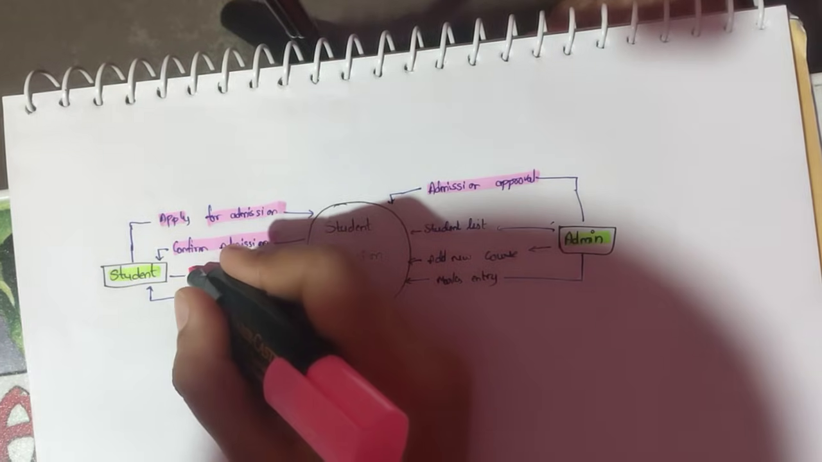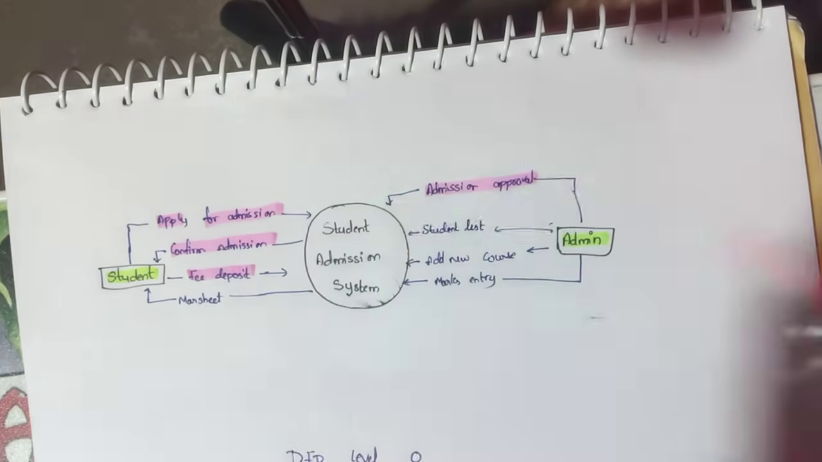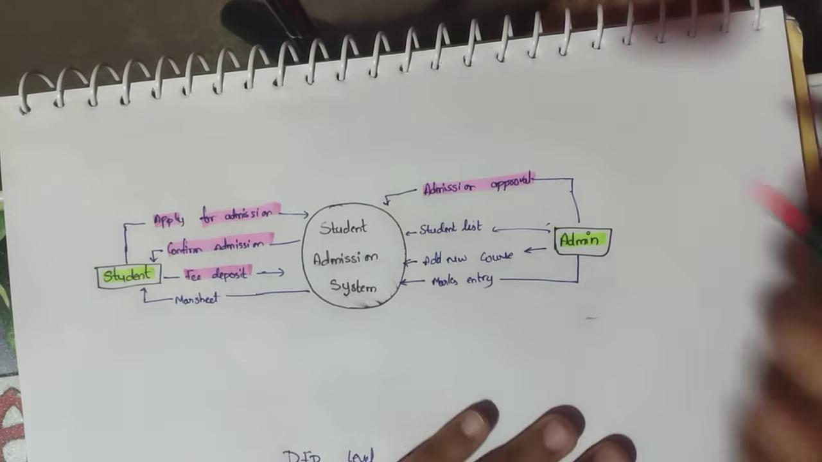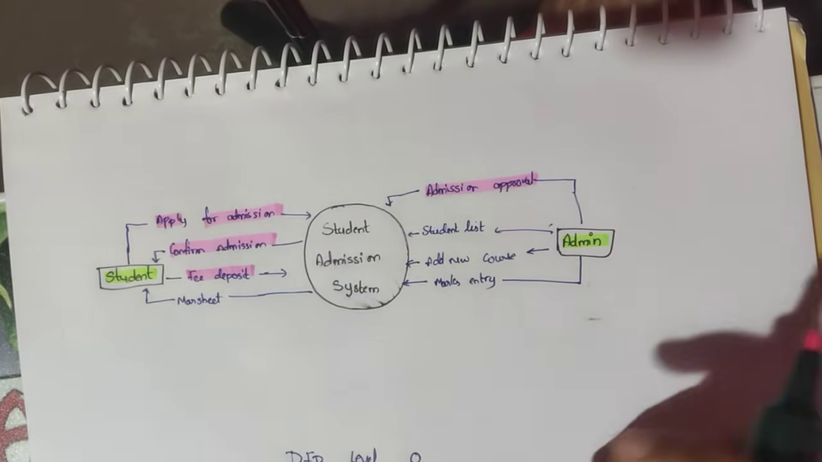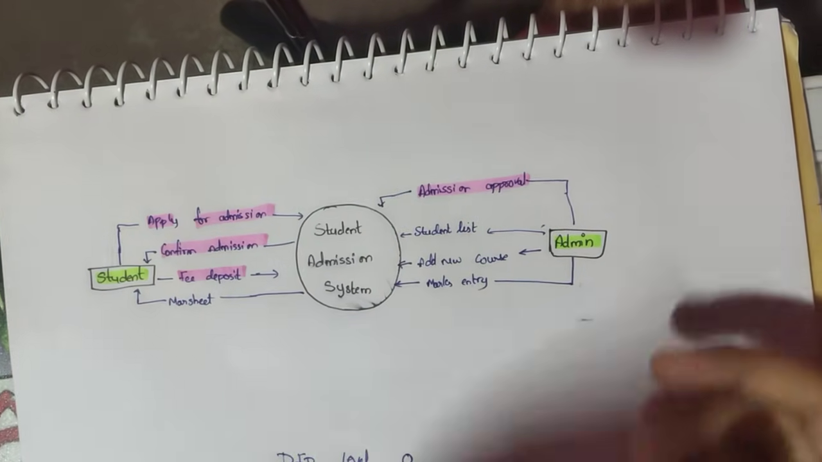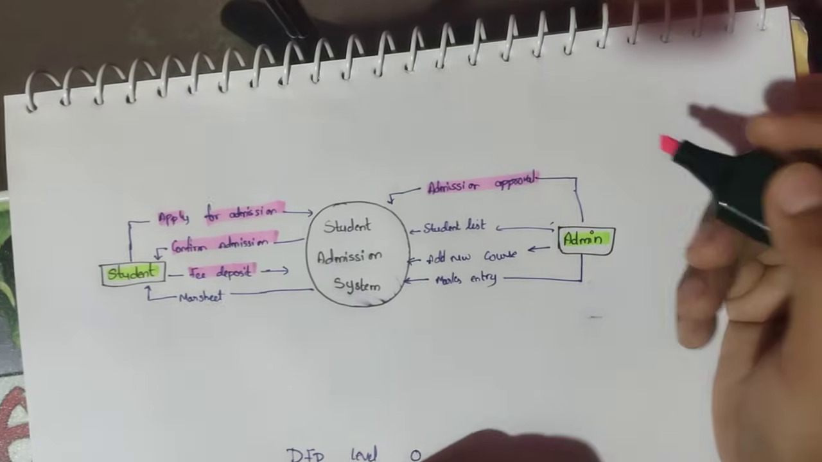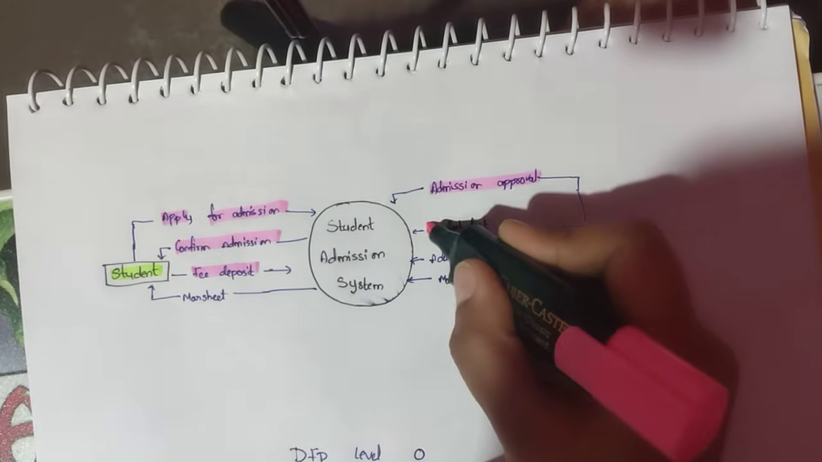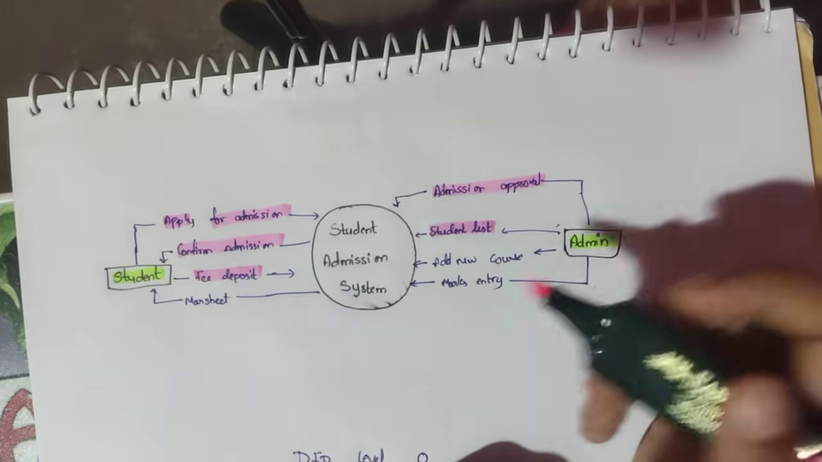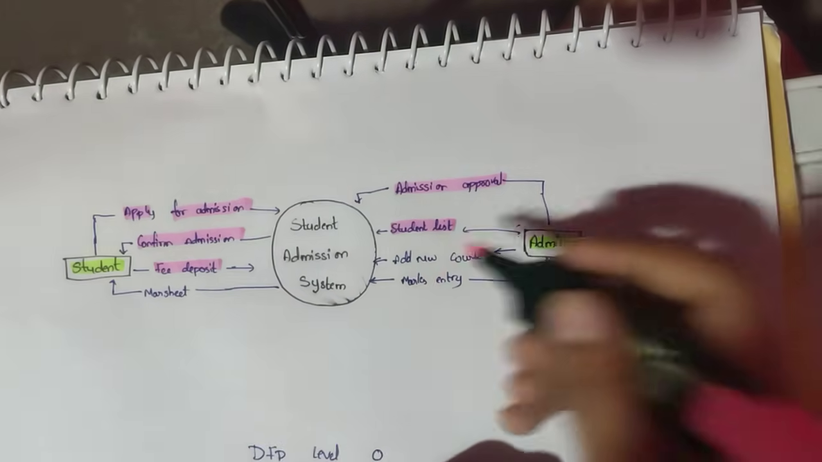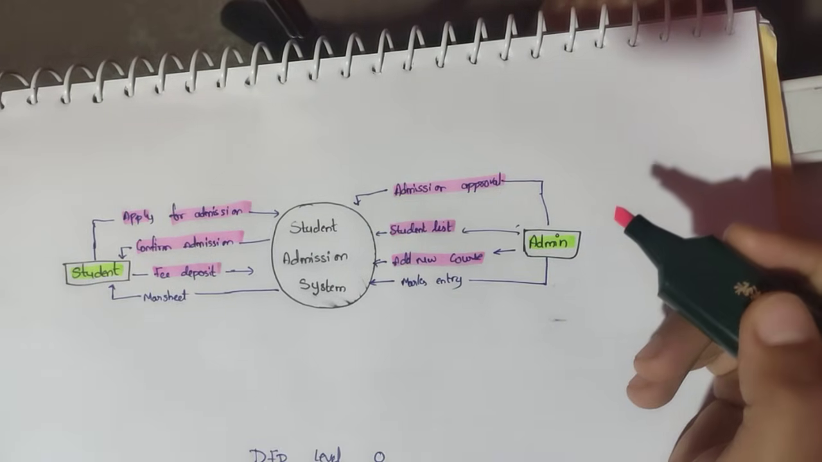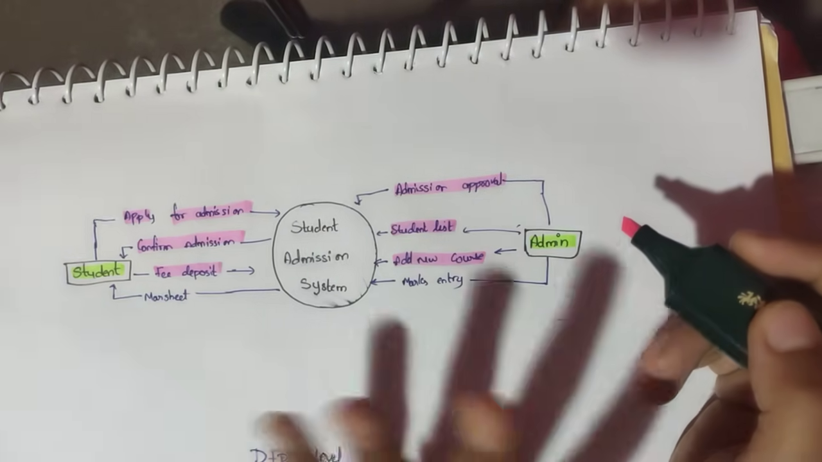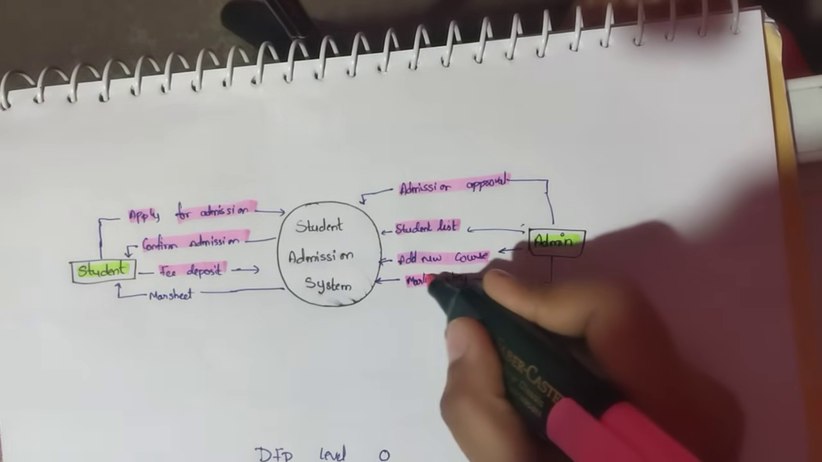Next, after getting the confirmation, we have to deposit the fee. Now the next things are on the admin side. The admin has the list of all the students who have taken admission in our college. Next, he can add new courses in the database management system, and he can update the marks entry.